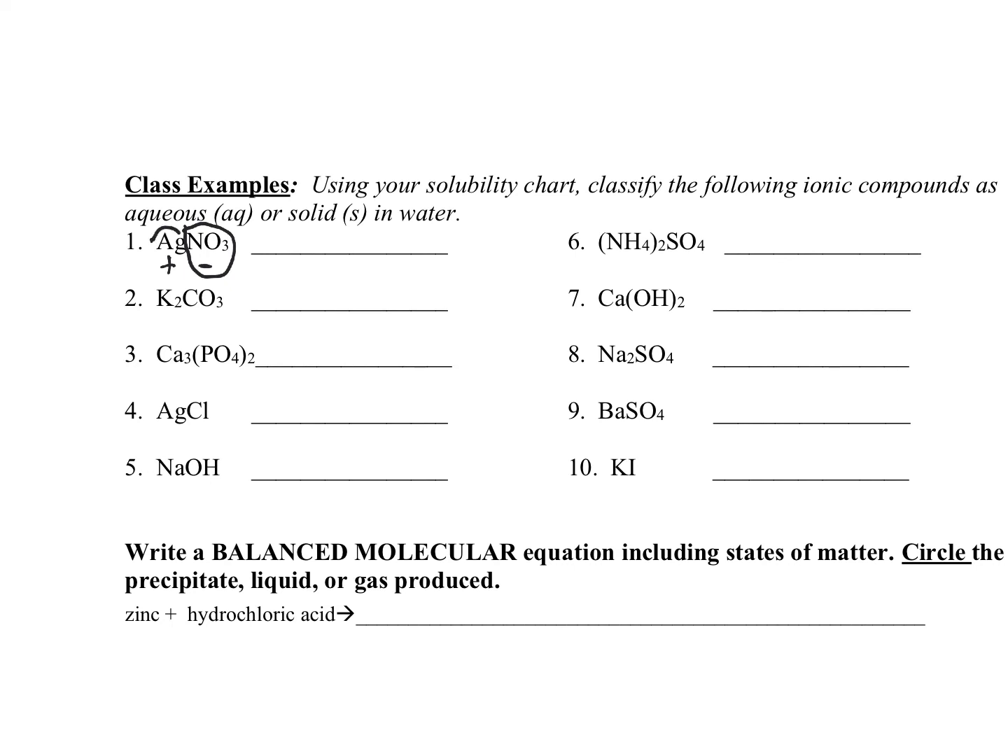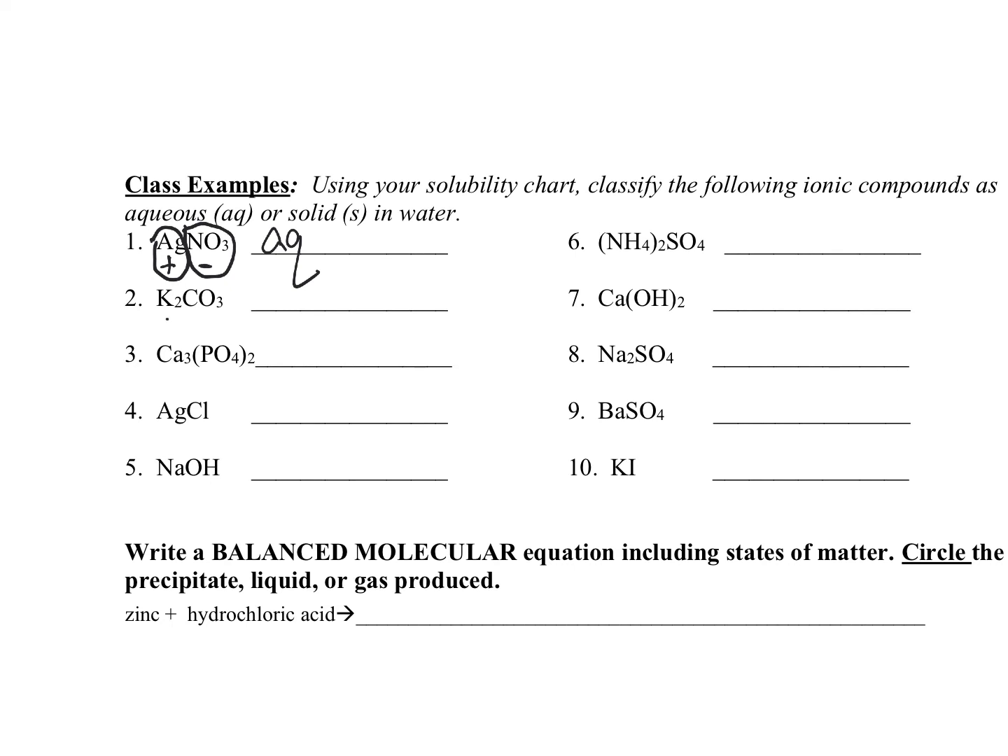Then you look at your positive. In this case, we have Ag plus 1. If we look at our chart, it says that if you have a nitrate plus anything that's positive, aka anything, then you will have a soluble compound. So since this is a soluble compound, we're going to say that it is aqueous, AQ, in water. Let's look at number 2.